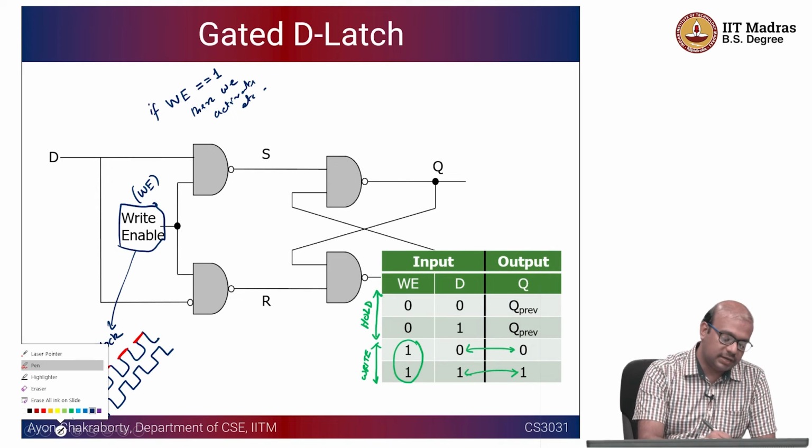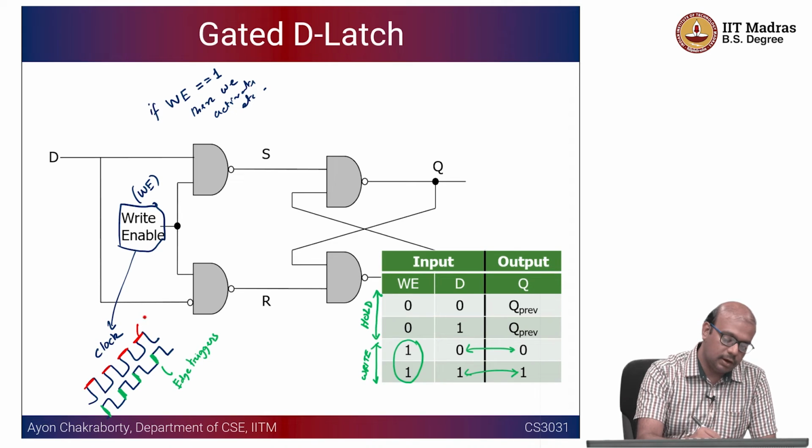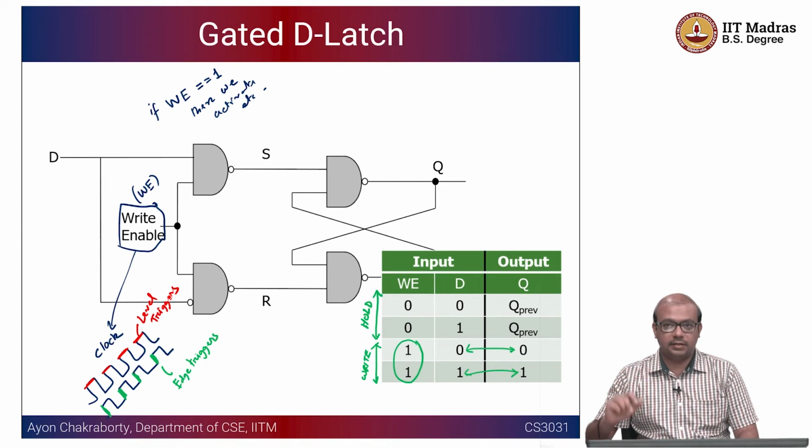We want to restrict our write enables only into these zones. So these are called edge triggers, whereas this is called level triggers. There is a difference.